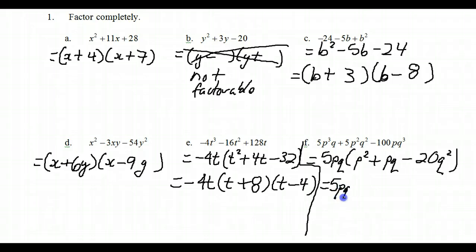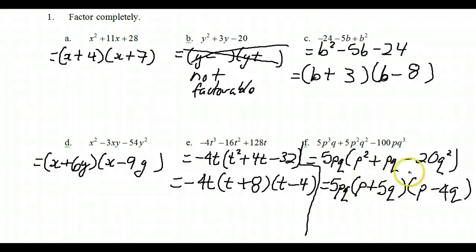Okay, so 5pq, got to keep that as a factor. This will be a p, again that's a minus, so I've got a p plus some q. We're going to fill that in, and I've got a p minus some q again. And what are those numbers? Well, they multiply to 20. Because of the minus, they differ by 1. That's 5 and 4. The larger number is positive, so 5q, 4q. Try it out. p squared minus 4pq plus 5pq is plus 1pq minus 20q squared.